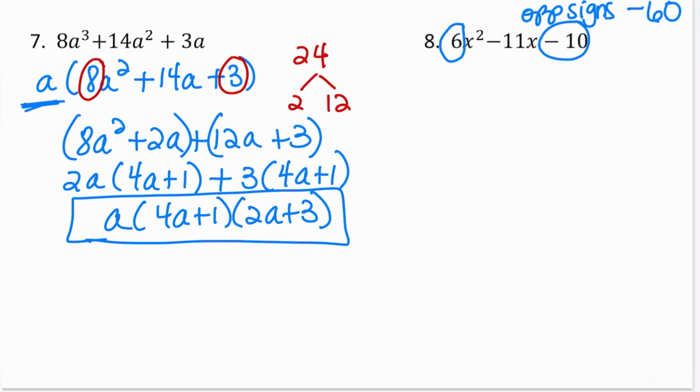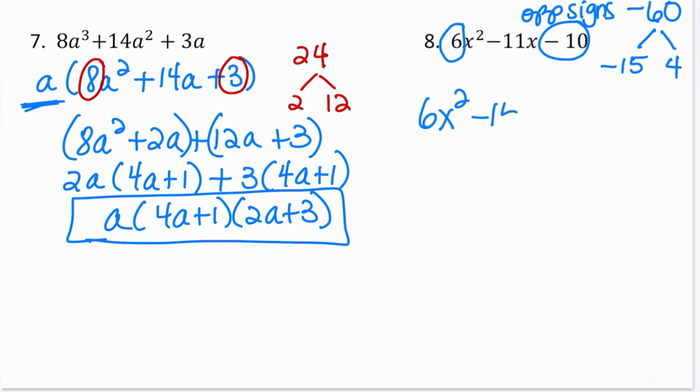So positive 60, 10 times 6, but the difference is 4. 15 times 4. So here it's going to have to be negative 15 times a positive 4. Negative 15 times 4 is negative 60, and when you add, it's going to give me negative 11. So take the time right now, rewrite the problem.